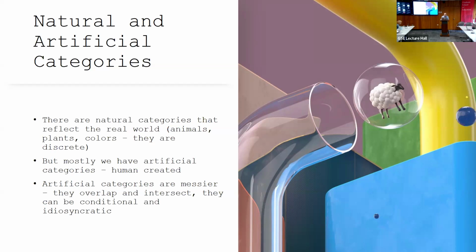But mostly what we have are artificial categories. They're created by human beings. And these artificial categories are messier. What I showed you was a natural category and the messiness of that. But artificial categories are particularly messy because they overlap, they intersect, and they can be conditional and idiosyncratic. So for example, if I ask you, is a 7-year-old a youth or not, most of us would say, yeah, that's a youth.